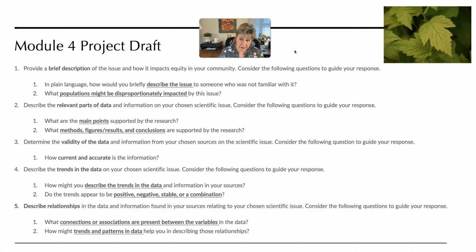Provide a brief description of your issue. Yep, you got to go back and do this because you got to even remind yourself what your issue is and how this impacts equity in your community for different populations. Describe your issue. How are some populations disproportionately impacted by this? Yep, and it can be any population, of course. What are the main points of the data after you've done your research? So you've already analyzed your data because you chose your sources. By the way, you do not have to stick with 3 sources. You can have more sources than that.